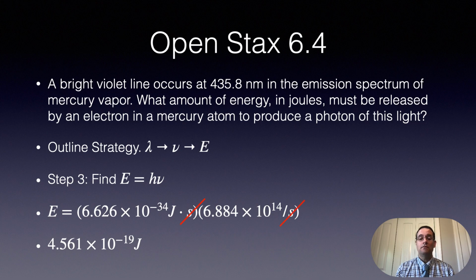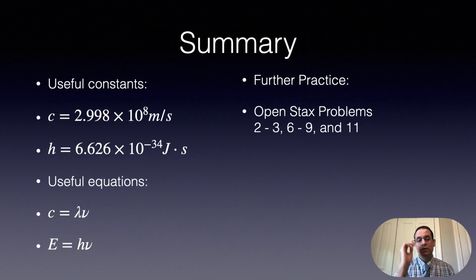Now what you want to think about is maybe the summary here. Useful constants that we're going to be using in chemistry: the speed of light is 2.998 times 10 to the 8th meters per second. I'm writing it out here, not rounded off. And Planck's constant is 6.626 times 10 to the minus 34 joules times seconds, okay? And we have two equations that we've used. I call it the speed of light equation: c is equal to the wavelength times the frequency. And the energy is equal to Planck's constant times the frequency. We did OpenStax problem 4, but I recommend doing problems 2 through 3, 6 through 9, and 11.